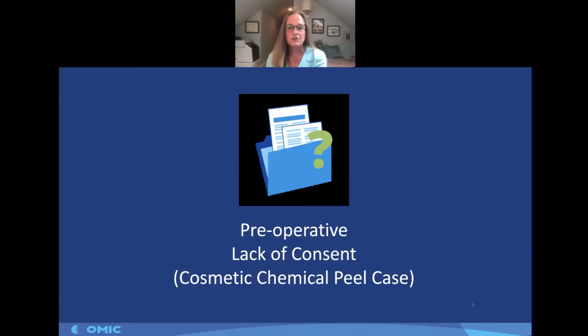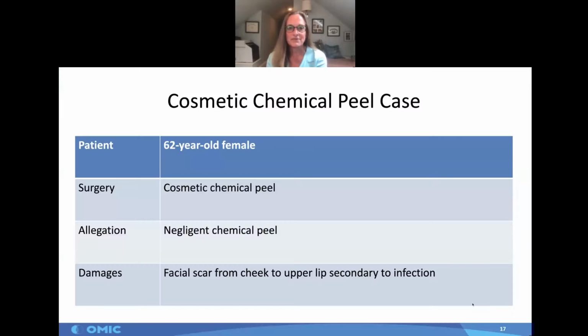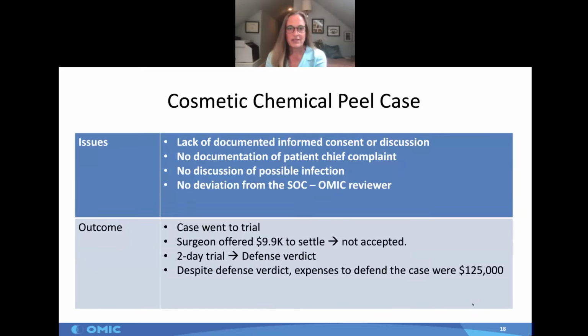So in terms of our preoperative process, just really highlighting the importance of consent, there's another case here of a cosmetic chemical peel. Next slide, please. In this case, a 62-year-old woman had a cosmetic chemical peel, and she developed an infection and a facial scar from her cheek to her upper lip secondary to the infection.